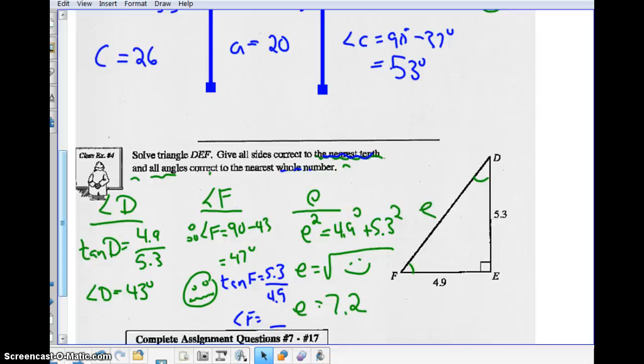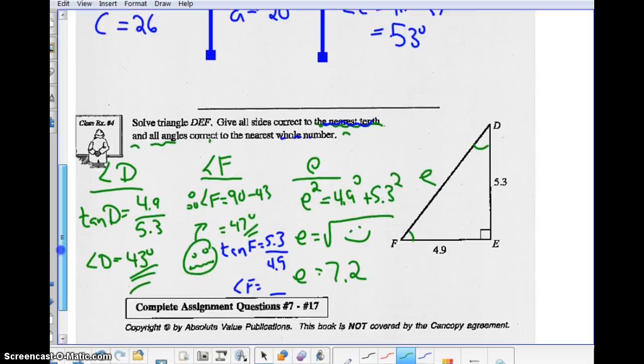Now, if you want, you could subtract 43 from 90 and get 47. Now notice this guy is scared. Why is he scared of that answer? Well, if you get this one wrong, you now have this one wrong too, because they're dependent on each other. So another way to do it might be to use trig again, and now from angle F, tangent would be 5.3 over 4.9. And if you do that, you'll see that, yes, you do actually get 47 degrees, but this is maybe the safer way. Blue is maybe safer because you're not relying on your previous answer.